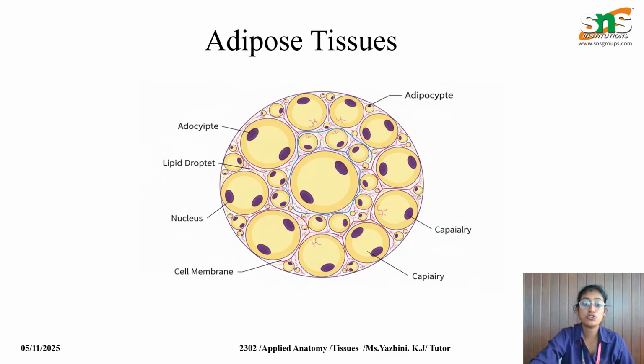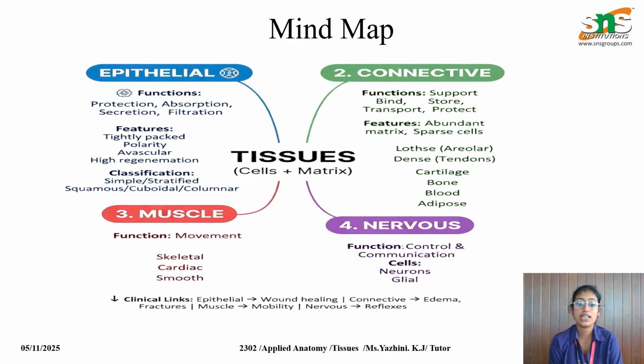This is adipose tissue, and you can just draw and see this. This is an easy one. This is adipose tissue, and it has a lipid droplet, the nucleus, the cell membrane, the adipocyte cells. These all make up the adipose tissue. From this, you can understand the function.